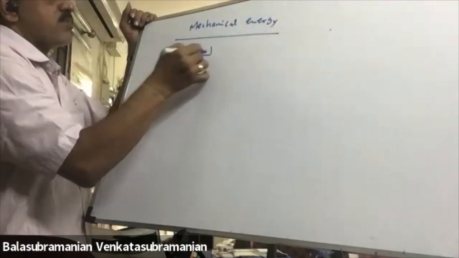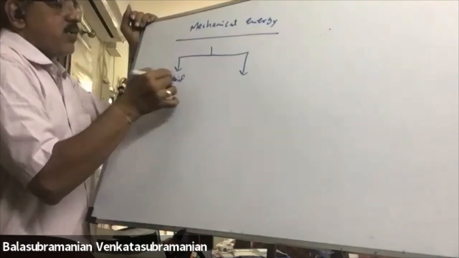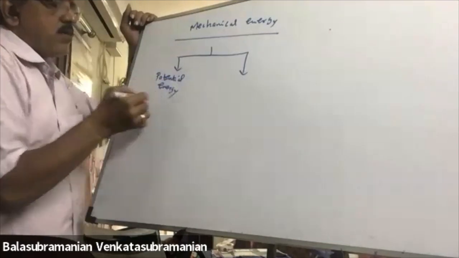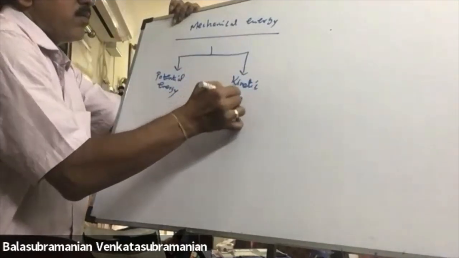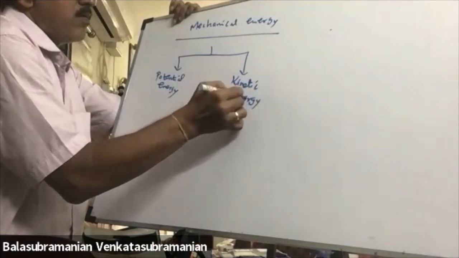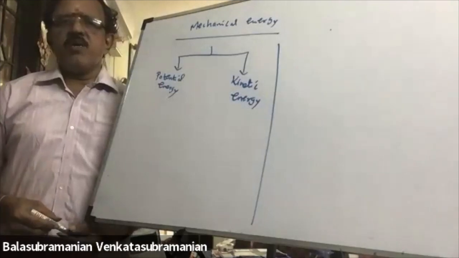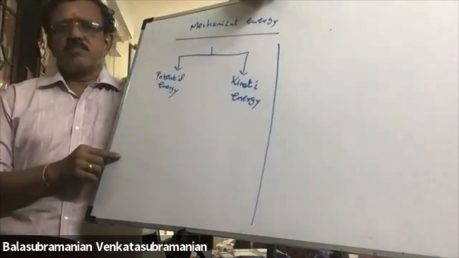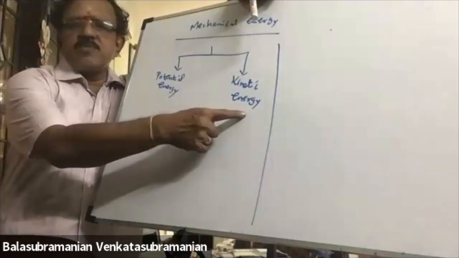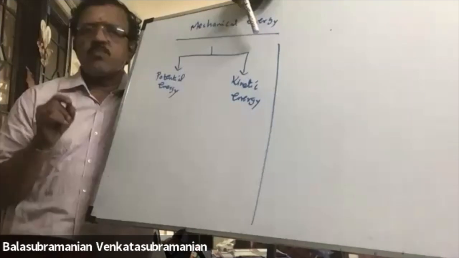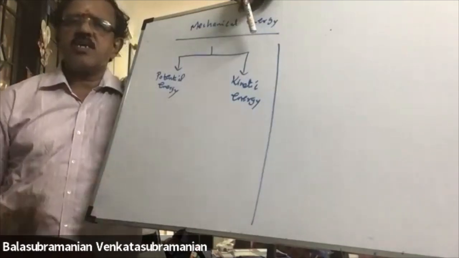has two types: potential energy and kinetic energy. Energy possessed by the body by virtue of its position, you call it potential energy. Energy possessed by the body by virtue of its motion: when the body is moving, the energy possessed is called the kinetic energy.